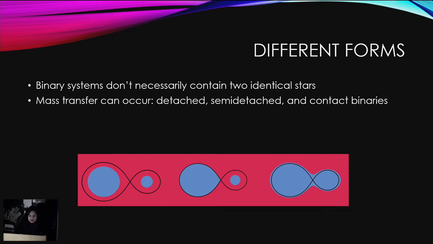Obviously binary stars don't have to be identical. One can be much larger and one can be very small. In fact, the stars can be in different stages of their lifespan. So one star could be a white dwarf at the end of its life, and one star could still be a main sequence star like our sun.